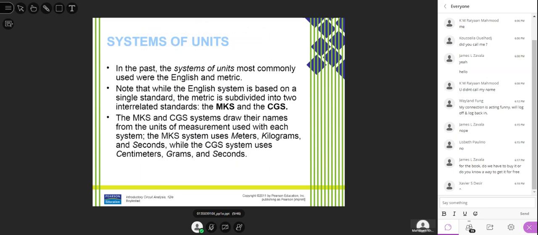Also here, as I said, it is mentioned that the units mostly were either the English unit, or the imperial one, or the metric unit. The English system is based on single standards. The metric is also subdivided into interrelated standards, which is MKS, meter, kilograms, and second, or CGS, which is centimeter, grams, and second, where the centimeter and gram are the smaller cases of the meter and the kilogram.